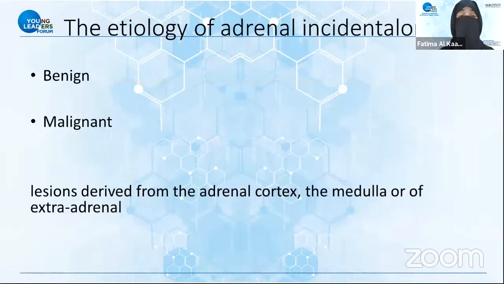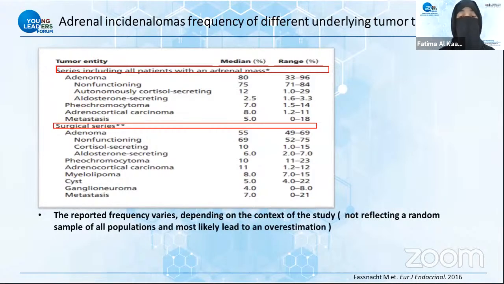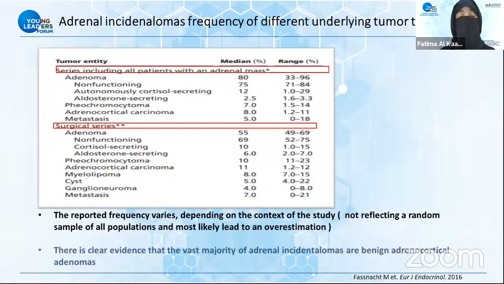The etiology of adrenal incidentaloma could be benign or malignant, and the lesion can be derived from the adrenal cortex, the medulla, or extra-adrenal. Here in this slide, you can see the adrenal incidentaloma frequency of different underlying tumor types. From series including all patients with adrenal mass and some surgical series. However, the reported frequency does not reflect a random sample of the whole population. Therefore, the numbers here are sometimes overestimated. There is clear evidence that the vast majority of adrenal incidentalomas are benign adrenal cortical adenomas.